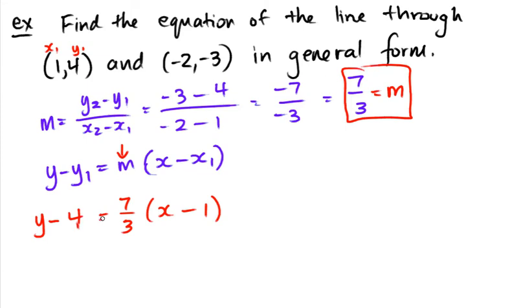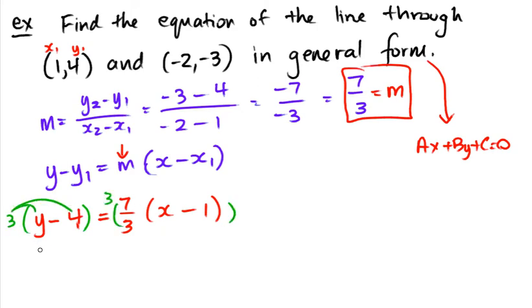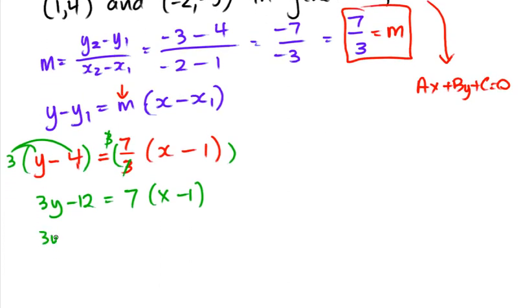So I've got a start on my formula, but I need to get this into general form, and general form needs to look like ax plus by plus c equals 0, and a, b, and c have to be integers, and a has to be positive. I've got fractions, so like we saw in the past, the easiest way to get rid of fractions is to multiply everything by a common denominator. So 3 multiplies, you get 3y minus 12. 3 multiplies, that cancels out the dividing by 3. You multiply it through the brackets as well. And then you get 3y minus 12 is equal to 7x minus 7.